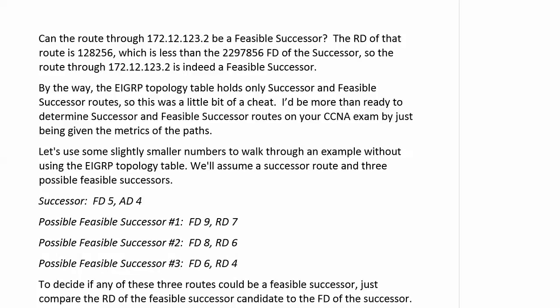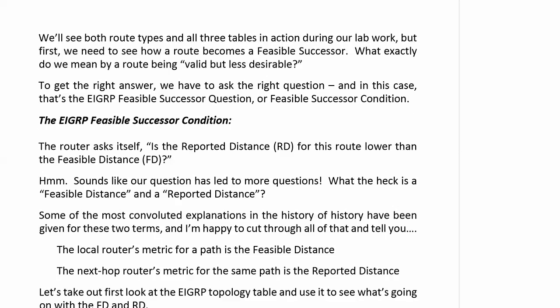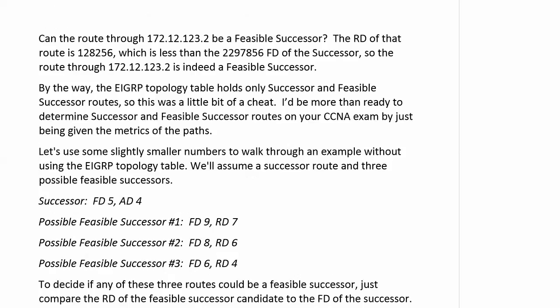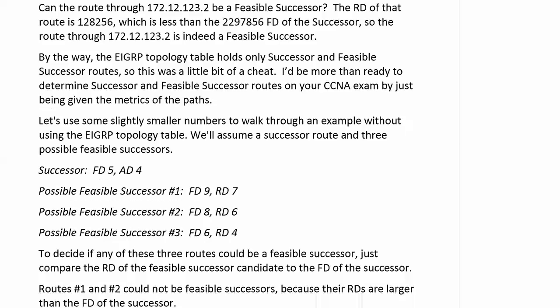Now, the question is, can the route through 172.12.123.2 be a feasible successor? And let's just go right back to that particular screen we're looking at. Can this second route be a feasible successor? And we're looking at a reported distance of 409,600 versus a feasible distance of 2297856. I'll fix that RD number, but it would still be less. So the route through 172.12.123.2 is indeed a feasible successor.